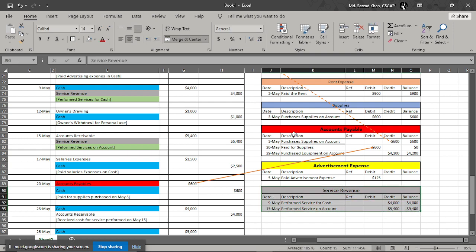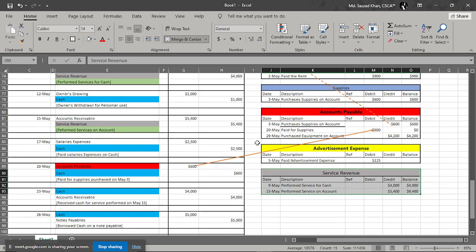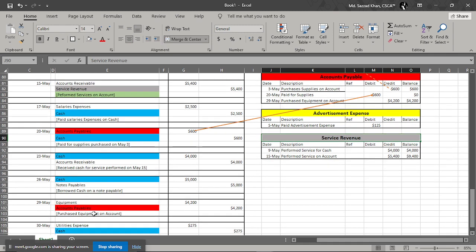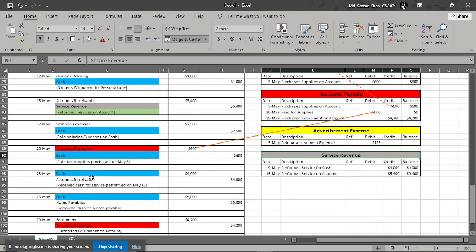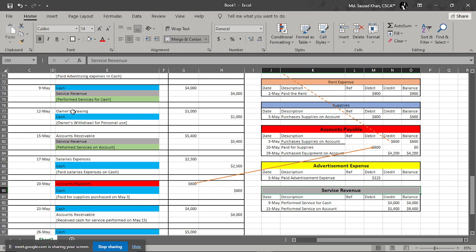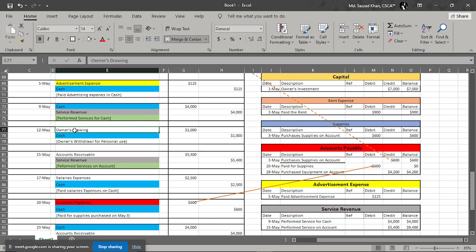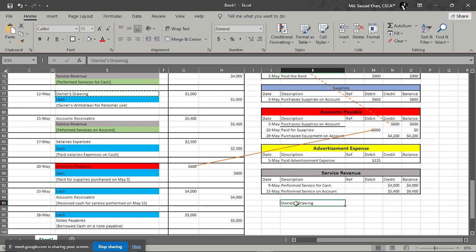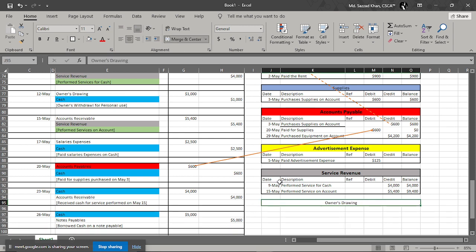There is, I think, no other service revenue account. I hope. Let us find service revenue again. No other service revenue. Okay, we are done with service revenue. Then what comes after the service revenue? Owner's drawing. Copy it, paste it, merged it, copied it again. Paste it here.